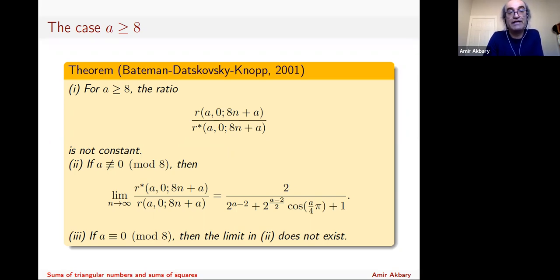They proved that if a is not congruent to 0 mod 8, then the limit exists. And if a is a multiple of 8, then they show that this limit doesn't exist. So therefore, as we see, our result is going to give a generalization of this case. If we put b equal to 0 in our result, we get the result of Bateman, Jacobi, and Knopp.